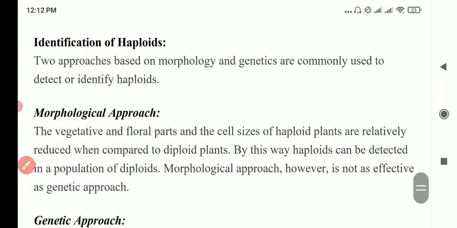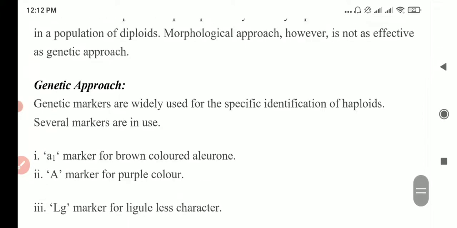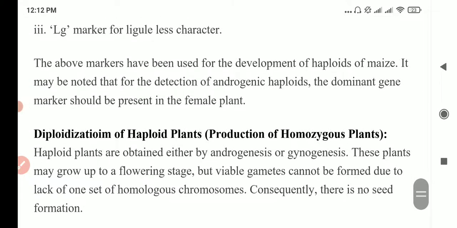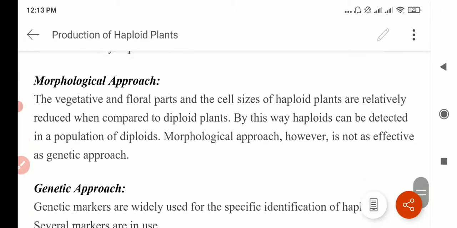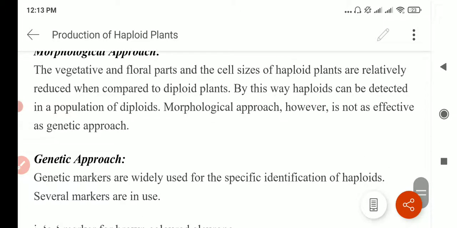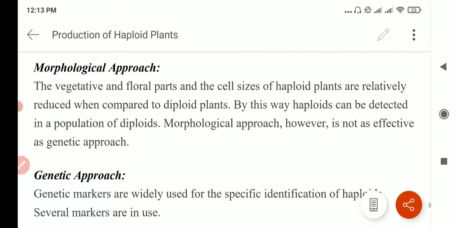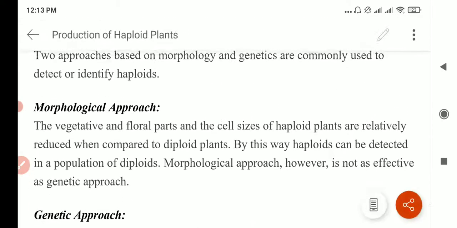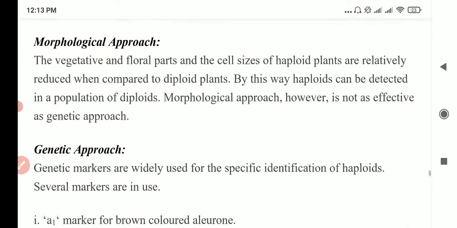So how to identify the haploids? You can go through the morphological approach or the genetic approach. Okay, let's look at the morphological approach. The floral parts and the cell size of haploid plants are smaller and reduced when we compare them to their diploid counterparts. But by looking only, it's still very difficult to say.